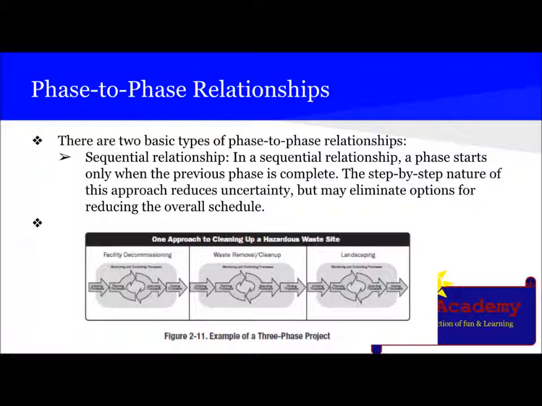This is an example of a three-phase project, one approach to cleaning up a hazardous waste site. In this case, the first phase is facility decommissioning. Then the second phase is waste removal or cleanup, and the third phase is landscaping. Notice that in each of the phases, we are using all the five project management process groups, which are initiating, planning, monitoring and controlling, executing, and closing.